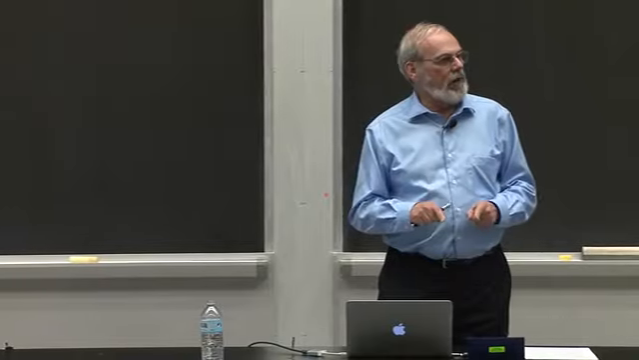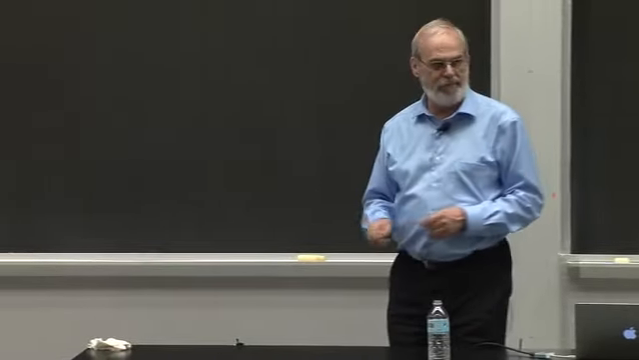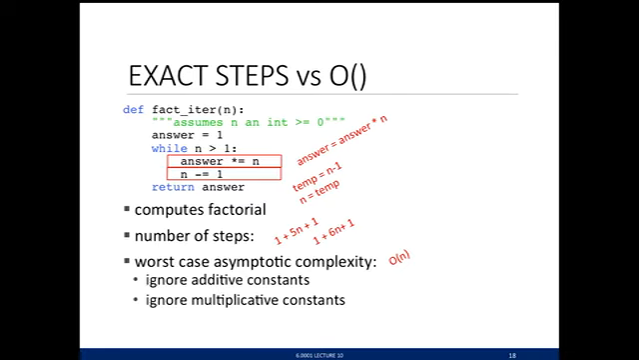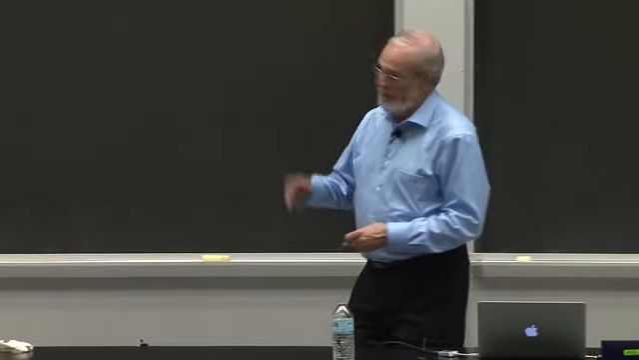But remember, we really care about this in the asymptotic case. When n gets really big, those extra little pieces don't matter. And so what we're going to do is ignore the additive constants, and ignore the multiplicative constants when we talk about orders of growth. So what does O of n measure?